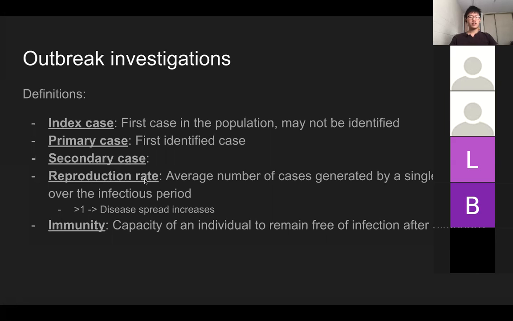Your reproduction rate is the average number of cases generated by a single case over the infectious period. So say one person, how many people on average a single person infects. If it's greater than one, this disease continues to spread. If it's less than one, you've got some mitigation, and you'll eventually see a decrease in cases. And immunity is the capacity of an individual to remain free of infection after exposure. This could be due to a series of things, such as you've recovered from disease and you're no longer susceptible, or you have been vaccinated.